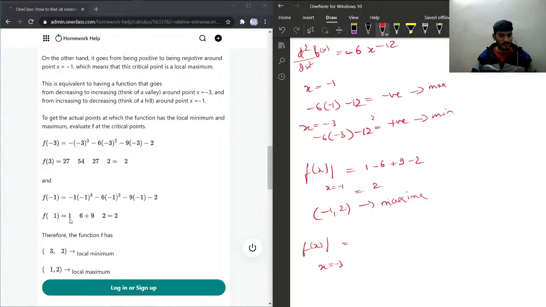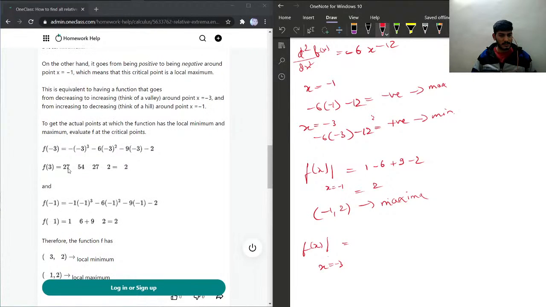I was getting minus 11, but here they have 27 minus 54, plus 27, and this and this will get cancelled. Yep, this will be 27 minus 54 plus 27 minus 2, so this will be minus 2.